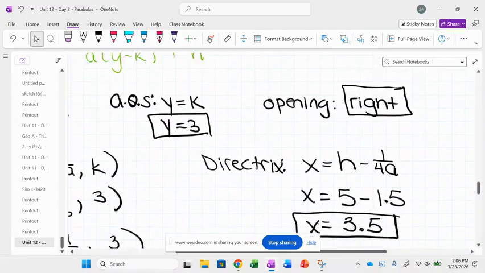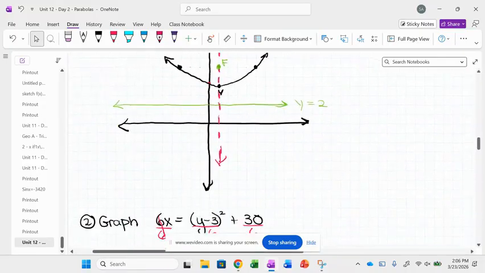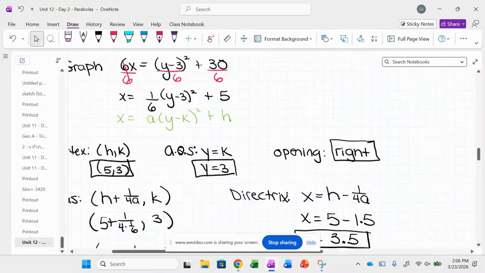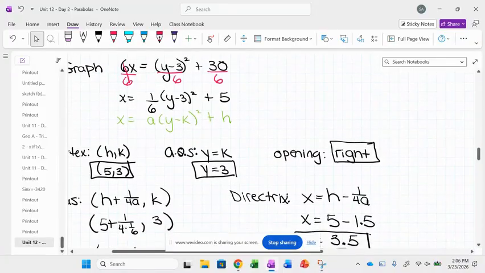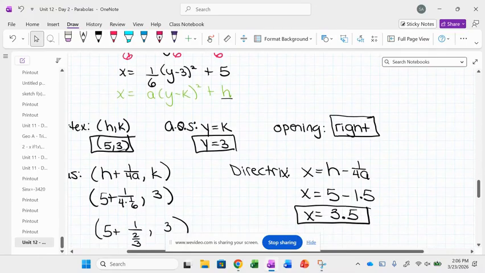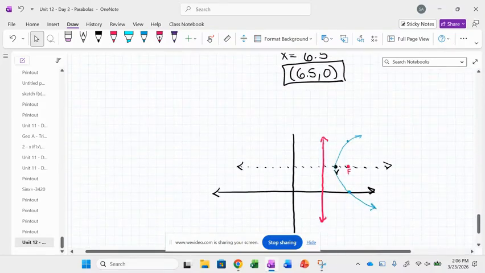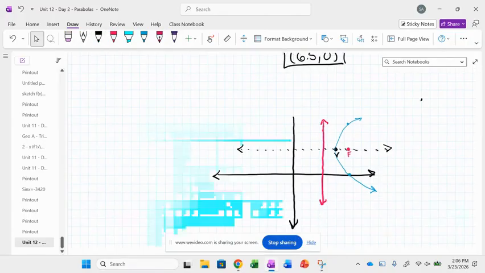The vertex was h comma k, but when we did this problem, the vertex was k comma h. Uh-oh, did I do it wrong? Did I just mess up my h? h is 5, comma k is 3. Did I not plot that? Did I plot 5, 3? 1, 2, 3, 4. No, I did. Yeah, you're okay. Okay.